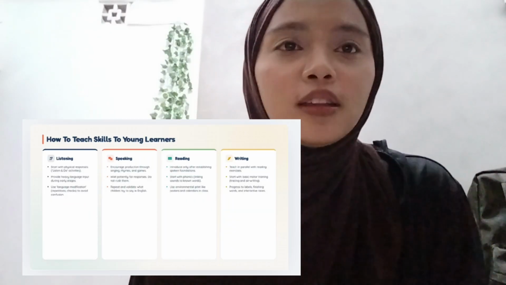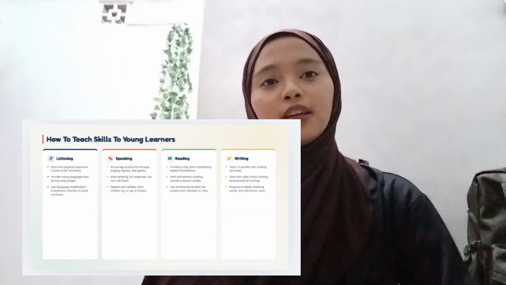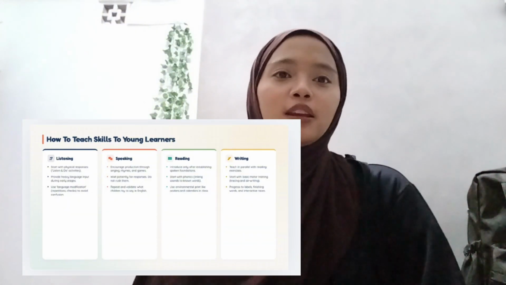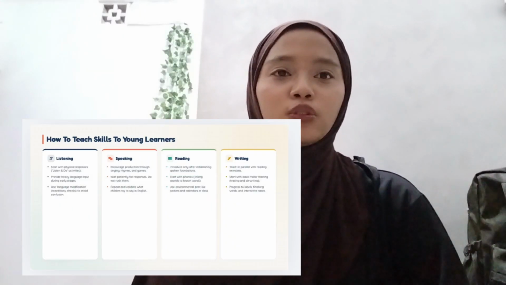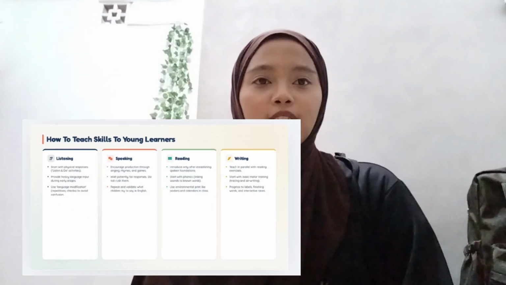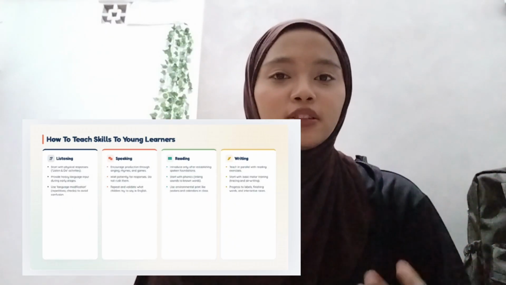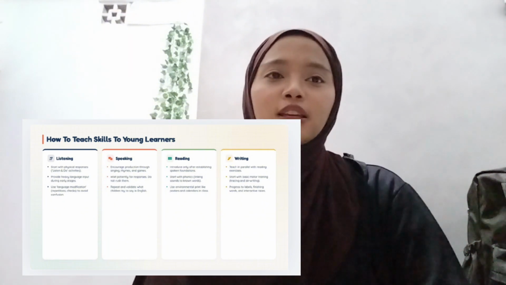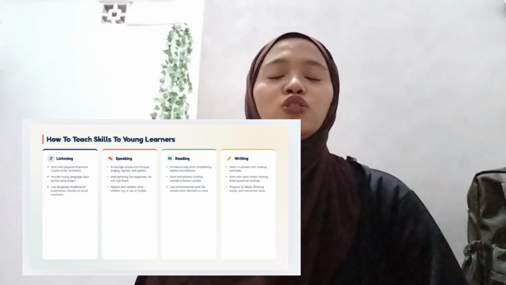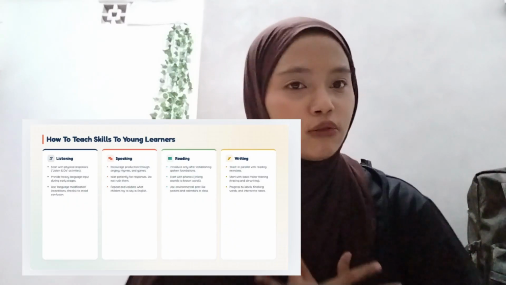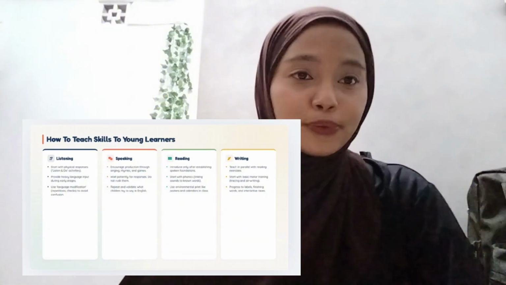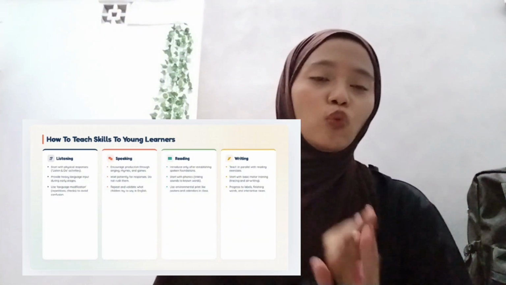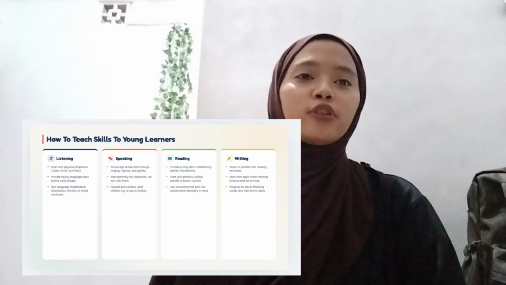And then the next one is speaking. In speaking, encourage production through singing, poems, and games, and then wait patiently for responses and do not rush them. Repeat and validate what children try to say. Don't judge them directly, it makes the students feel down. And the next one, in reading, same as listening, there are pre, whilst, and post activities.